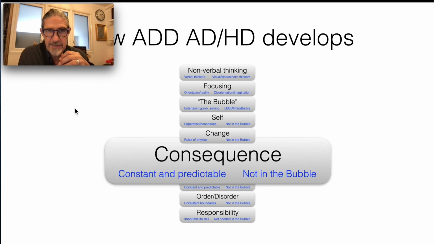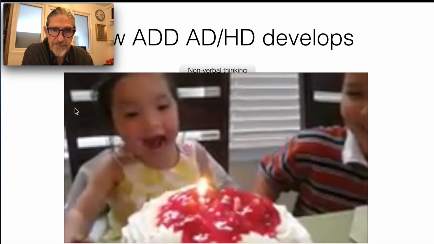Consequence is another concept, which in the real world we tend to learn through experience. In the real world, the concept of consequence is constant and predictable. But in the imagination, that's not necessarily true. And here's a little video that shows how we tend to learn about consequence.